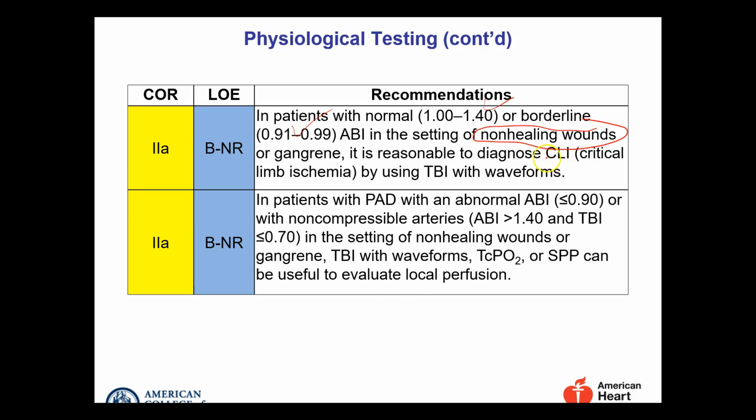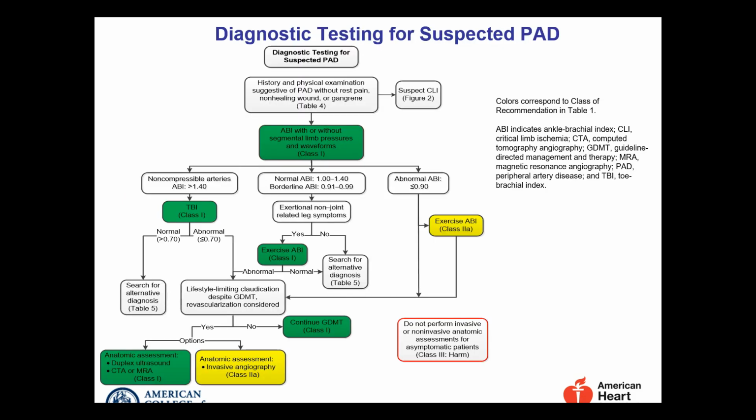It's reasonable to diagnose critical limb ischemia by using the toe brachial index with the waveforms. That's just part of the testing that they're doing. And then with patients with peripheral arterial disease with an abnormal ABI, or they can't compress the arteries, and they have non-healing wounds, so that's the key thing here, non-healing wounds, they have to go further with the TBI to see what local perfusion is to their toes, because maybe they need an amputation, but it just depends.